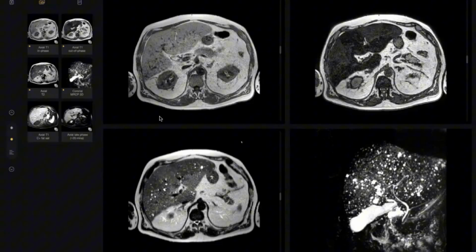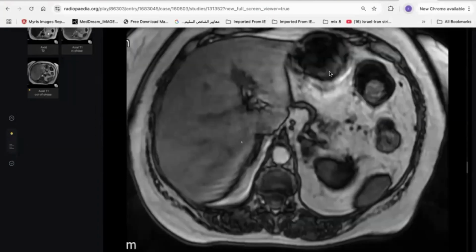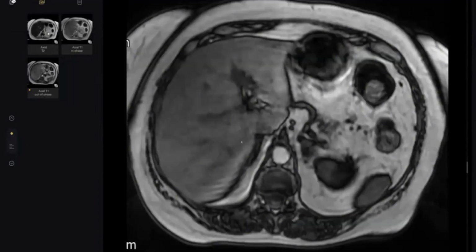It was a case of patchy fatty infiltration of the liver. Thank you. Next candidate.